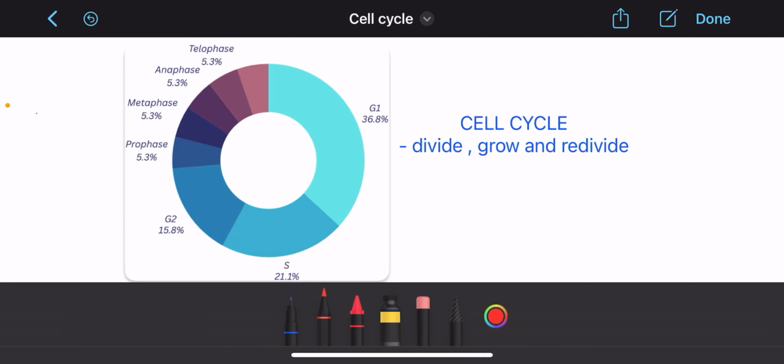And today's lecture we are going to study about cell cycle. Now what is a cell cycle? Cell cycle is a cyclic way in which the cell first divides, then it grows and then it redivides. Now let us look and understand the cell cycle through a diagram.